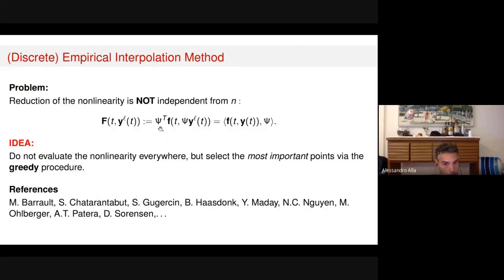There is a list of people that have worked on improving this method. The idea is to use an empirical interpolation method, where we just select some rows of this product in order to evaluate F, not everywhere. I'm not going to give details, but I just want to mention that I'm going to use this technique in order to speed up the evaluation of the nonlinear part.